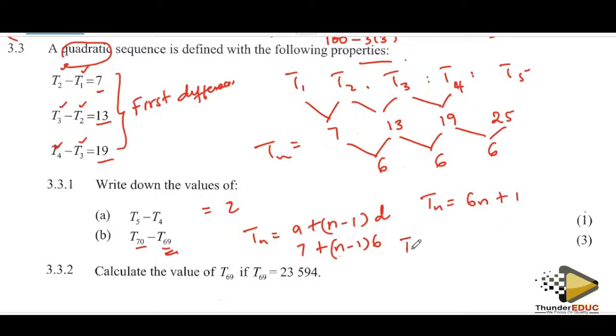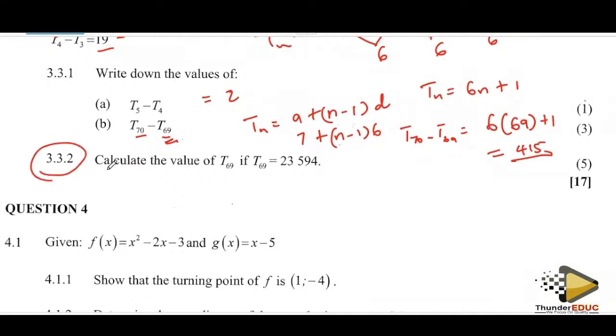Now, when you're finding T70 minus T69, they are indirectly asking us to find T69. Okay, so that's going to be 7. Okay, I don't need to use that since I've already simplified it. So that's going to be 6 times 69 plus 1, and that will give us 415.